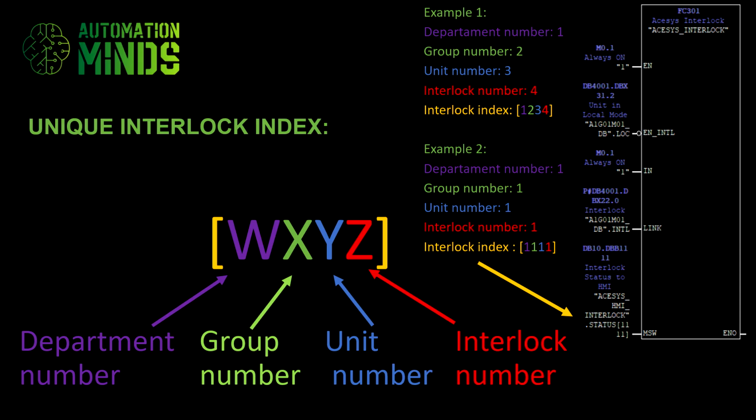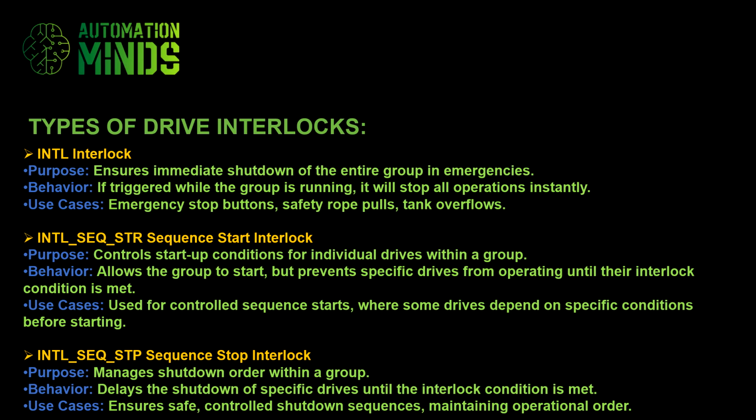There are 3 types of interlocks you can link to an element: interlock, sequence start interlock, SE start INTL, and sequence stop interlock, SE stop INTL. The type of interlock used depends on what you aim to achieve. For the INTL interlock, if it is not met, the entire group cannot start. If this interlock is triggered while the group is running, it will immediately stop the whole group. This type of interlock is typically used for emergency situations, such as pressing an emergency stop button, pulling a safety cable, or overflow in a tank. In such cases, the group must be stopped immediately.